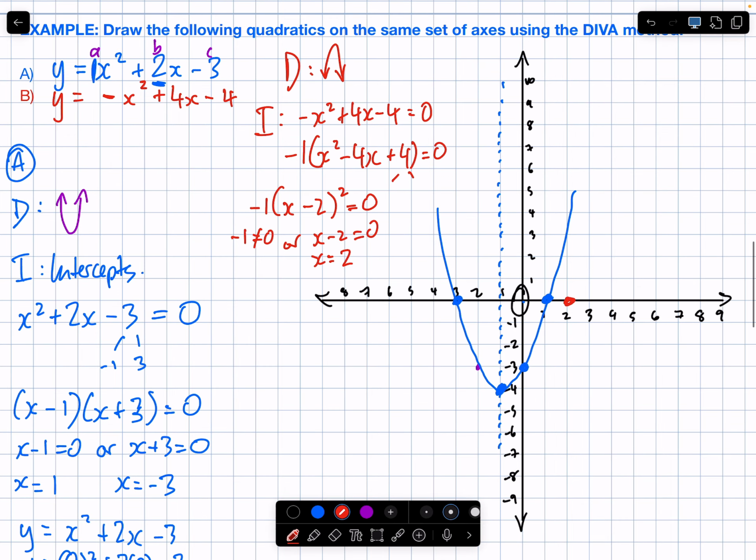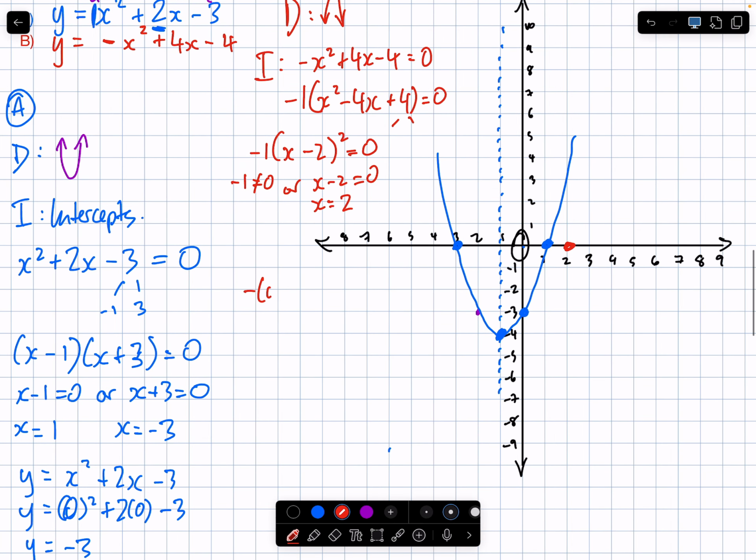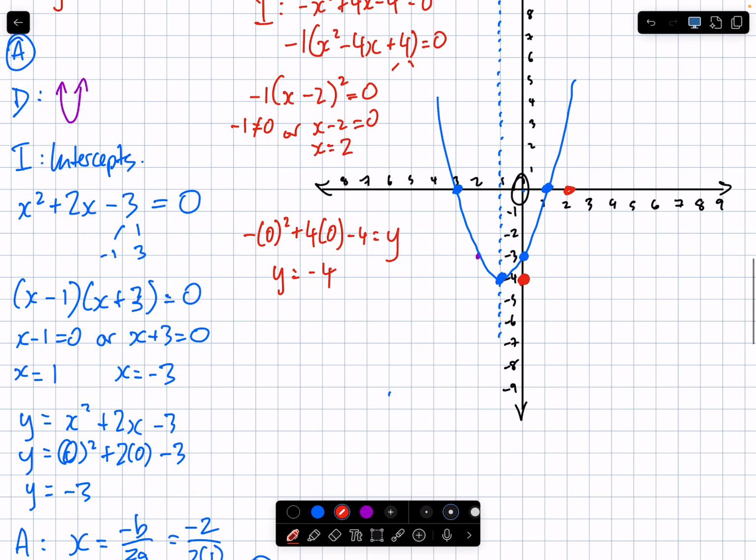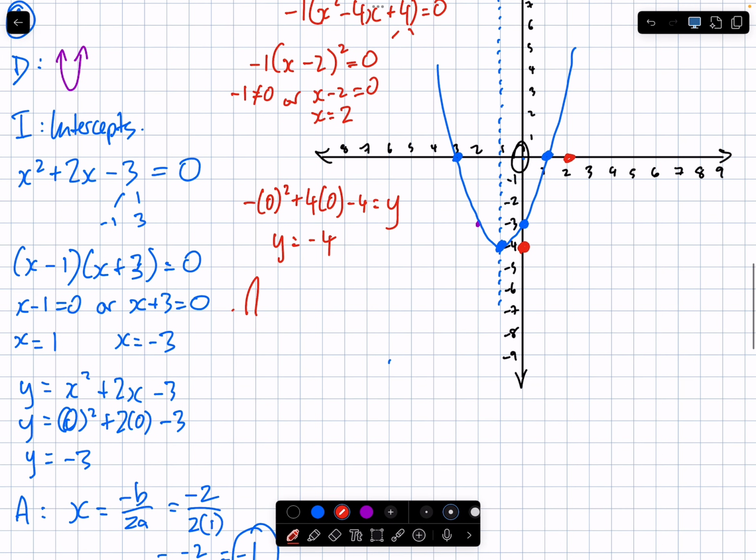Axis, we need the y-axis. So negative 0 squared plus 4 lots of nothing take 4 equals y. What's going to be left over there, if I've substituted 0 as x? Negative 4. Y is going to be negative 4, so it's going to cut the y-axis there. That's I done. Axis of symmetry, A, x is equal to negative b on 2a.